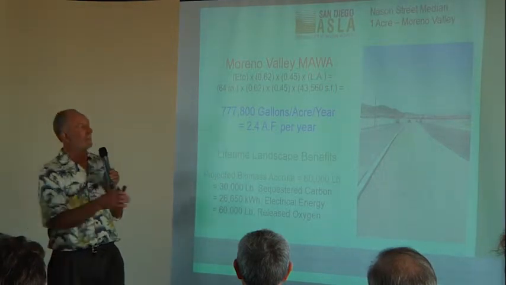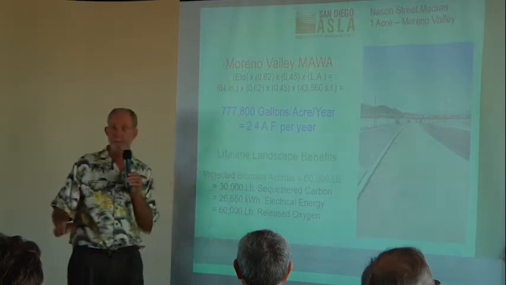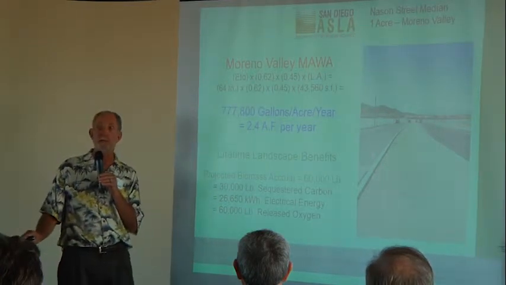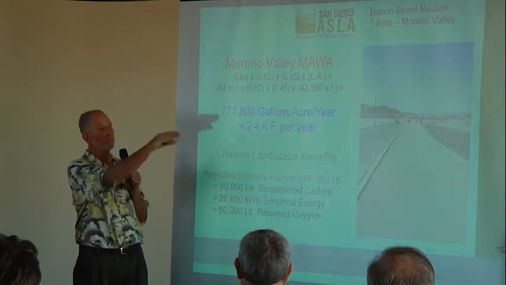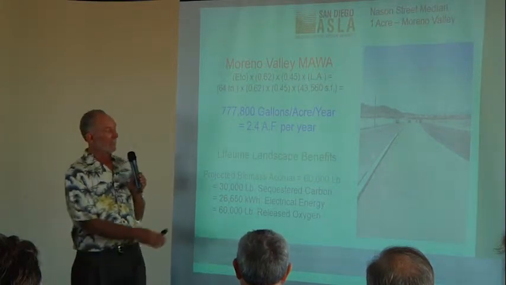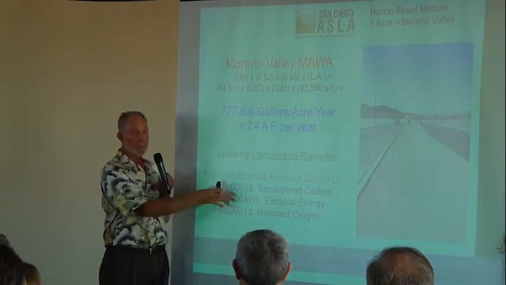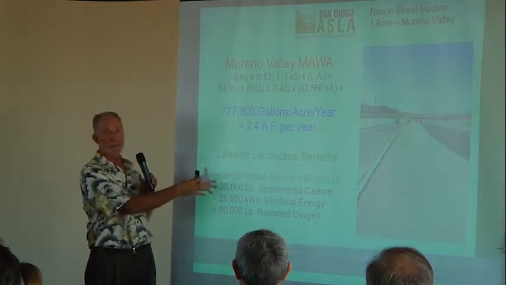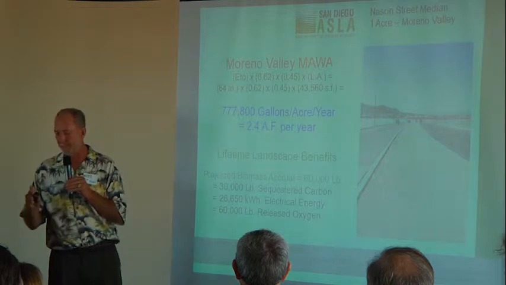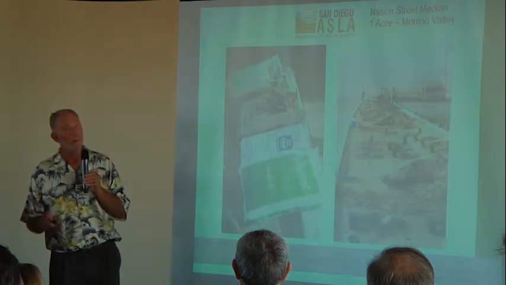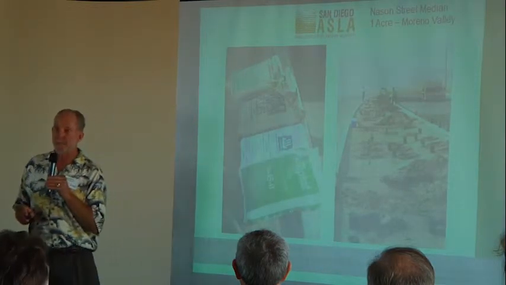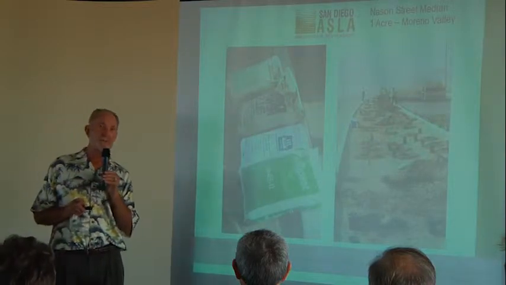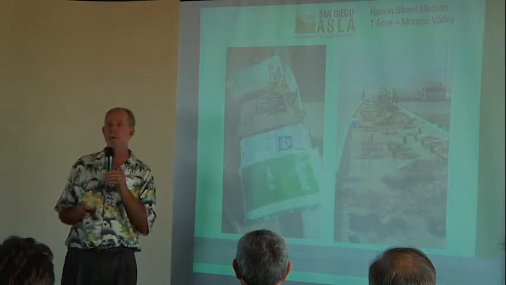We apply 2.4 acre feet a year of water, so we're applying about 30 inches of water to this median per year. And we're going to grow a landscape that we have used the iTrees to calculate its lifetime benefits. We also put in some amendments.